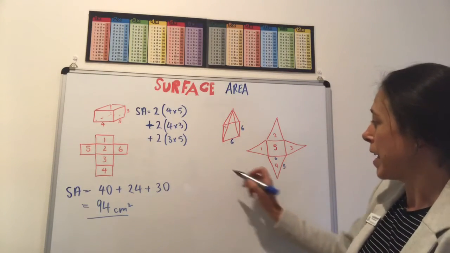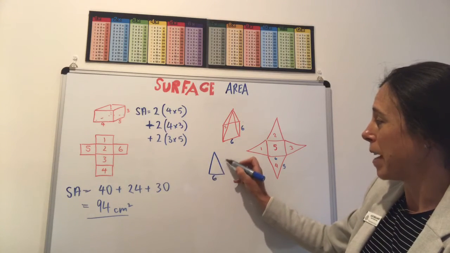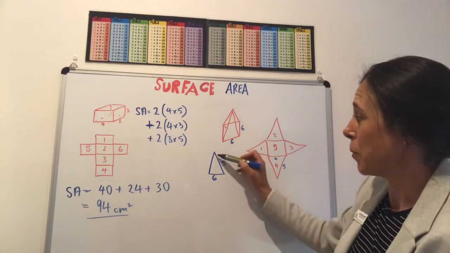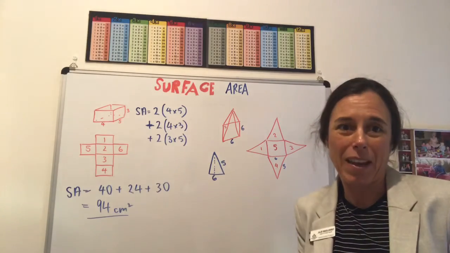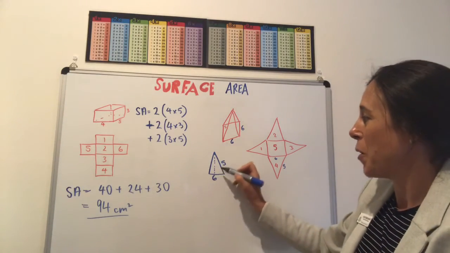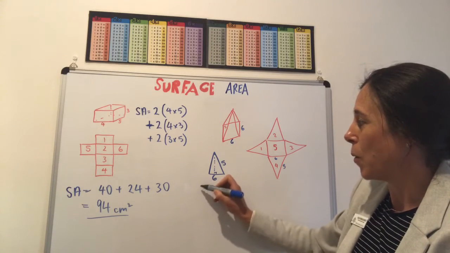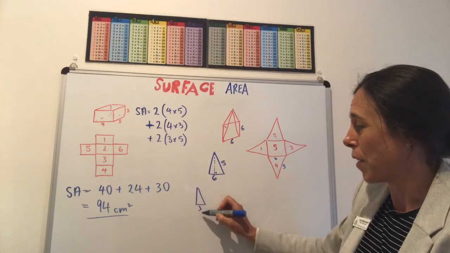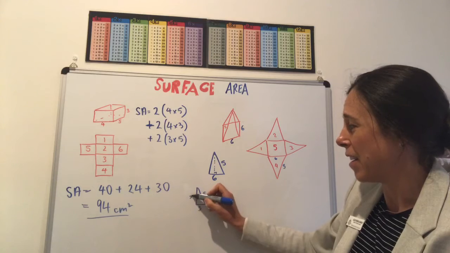Now this triangle here, we have a 6 on the bottom and a 5 on the side. So yes, we are going to need some Pythagoras to work out the height of this so that we can work out the area of that triangle. So if we turn this into a right angle, we are creating a triangle that has 3 because it's half of 6, 5 and an unknown side.